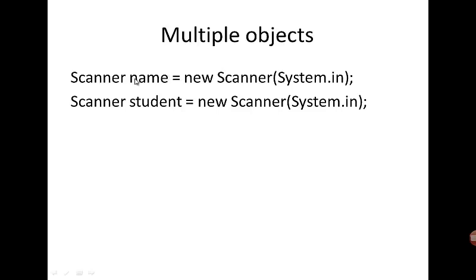We can have multiple objects in one program of the same class, Scanner. So here I have name, which would be an object of the Scanner class, and then student, which would be another object. So I can have all of these existing in the same program. Okay.